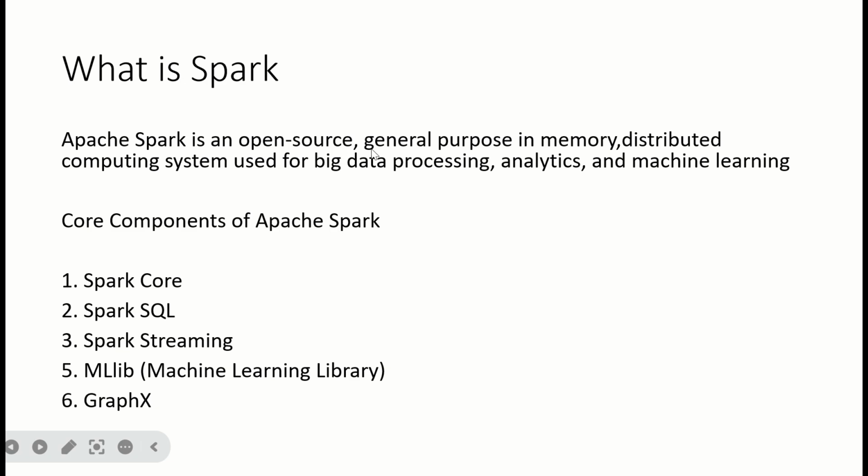Second one is general purpose. It can plug and play with any storage account and any cluster manager to run Spark applications. Third one, in-memory. In-memory means it stores the intermediate results in memory to reduce IO operations, the disk read and write operations. It improves the performance. Whenever we require the data, it automatically goes to its memory and fetches the data from there.